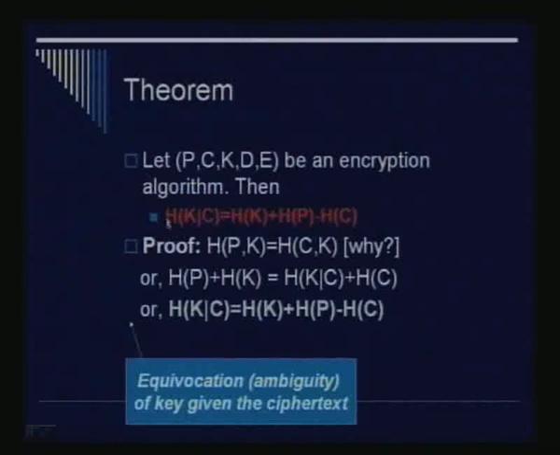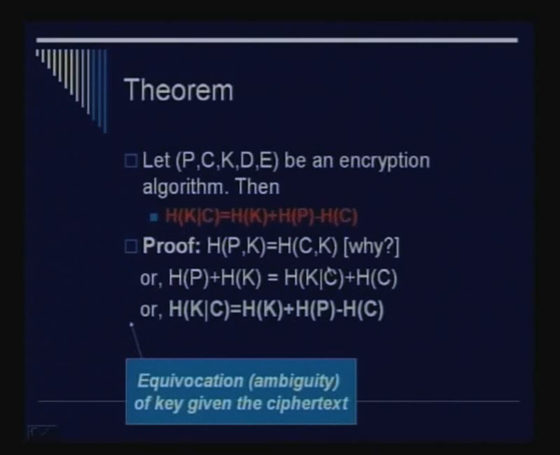But this one, H of K given C, or the ambiguity of the key given the ciphertext C, is actually very important. So imagine that if H of K given C is equal to H of K, right? So what does it mean? It means that a ciphertext does not leak any information of the key, right?